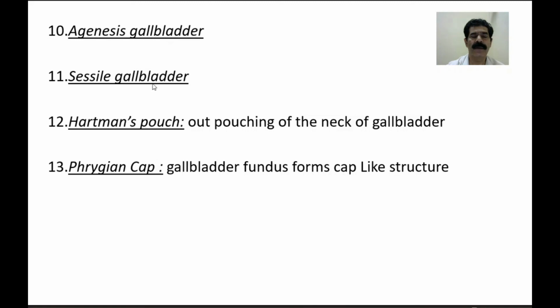Or the gallbladder cystic duct is very small, which is called the sessile gallbladder, or there may be Hartmann's pouch developing near the cystic duct or near the neck of the gallbladder, and there may be a cap-like structure found near the fundus of the gallbladder.